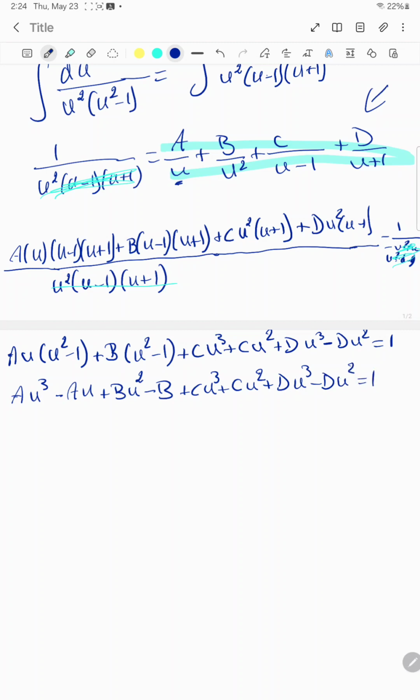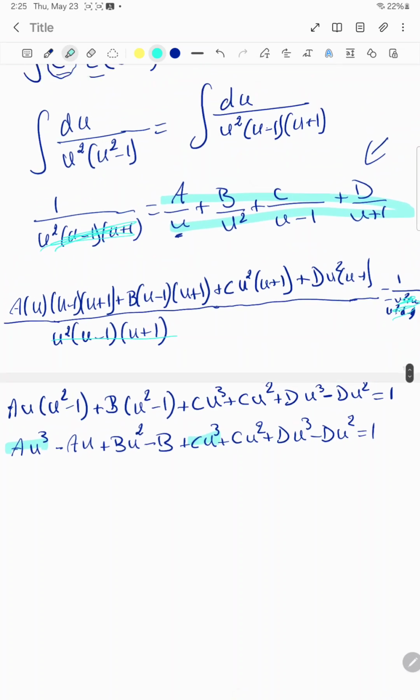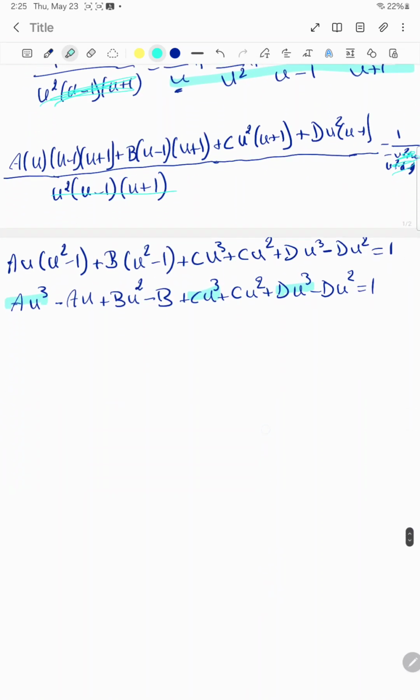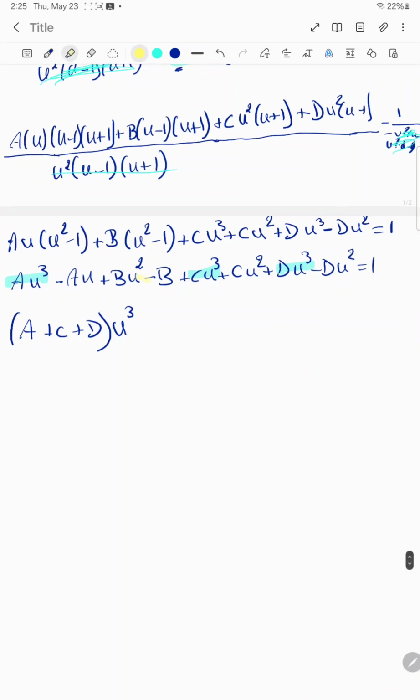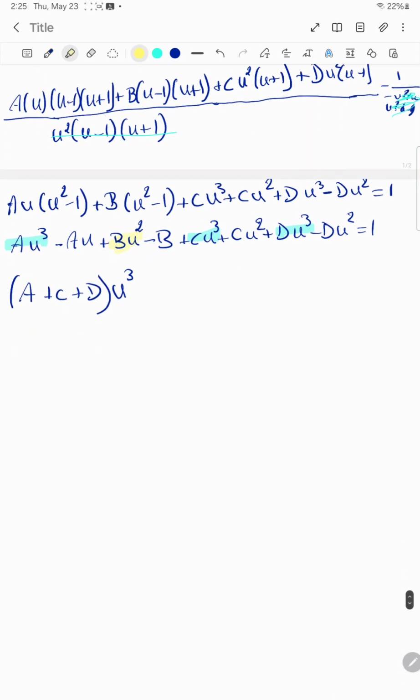Now let's factor out the ones with the same variable. Let's highlight them. I have a u to the power of 3, c u to the power of 3, and d u to the power of 3. So now I can put a plus c plus d multiplied by u to the power of 3. And let's take another color here and highlight the power of 2. So I have b u squared, and then I have c u squared minus d u squared.